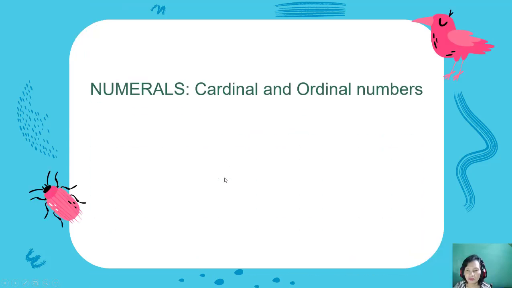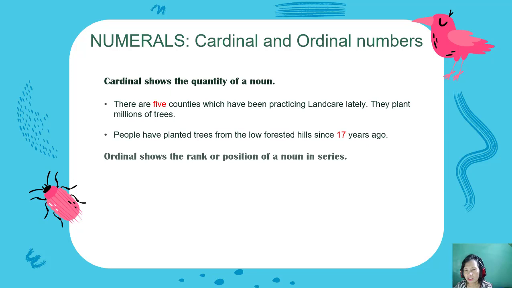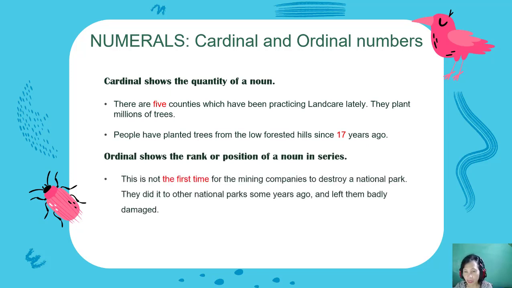Okay, so now next we talk about numerals, cardinal and ordinal numbers. Cardinal shows the quantity of a noun. In writing, the common rule is to spell out the numbers 1 through 9 and use numerals for the numbers 10 and higher. There are 5 countries which have been practicing land care lately. They plant millions of trees.